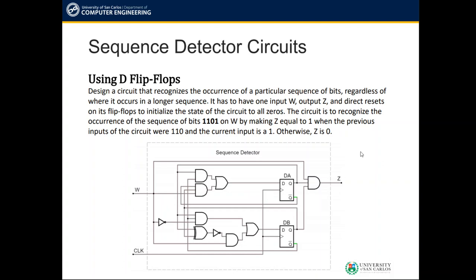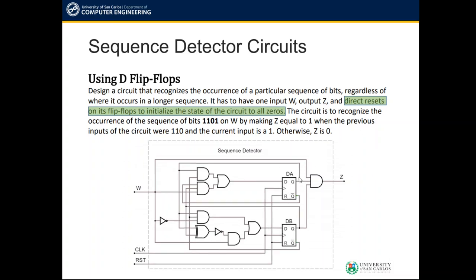But the missing part here is the direct resets of the flip-flops. Again, the direct resets are the asynchronous resets found in your D flip-flop. So we'll just use that one. For this case, the circuit below now has the asynchronous resets. So we have here 3 inputs, including the clock, and then 1 output. So that's now the circuit.